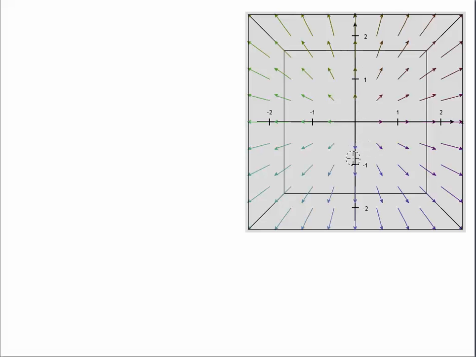Imagine the x and y axes. And it looks like all the vectors are heading outward, away from the origin. So we say that the vectors are diverging from the origin. That becomes important later on.